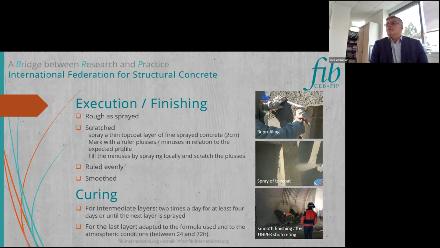The curing, which is an important step, is for the intermediate layer, where it is applied in a few layers 2 times a day for at least 4 days or until the next layer is sprayed. For the last layer, it is adapted to the formula used and to the environment or atmospheric condition, which finally gives a curing time between 24 and 72 hours.